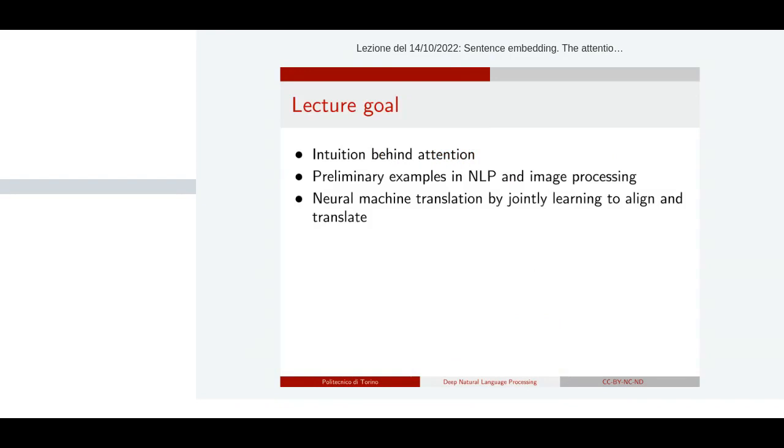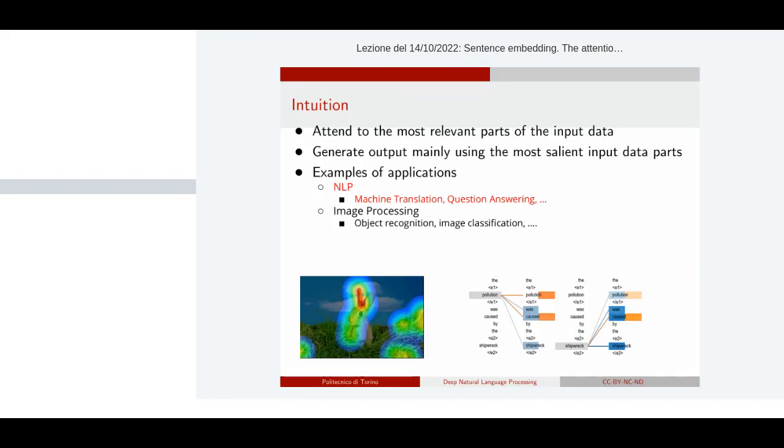What we are going to do is to introduce the intuition first. Then we have some preliminary example. We see how to jointly train and what the first attempts to use attention mechanism are, and then we will go into details. Actually, we will also have a detailed formalization of the attention mechanism. So let's start from the intuition.